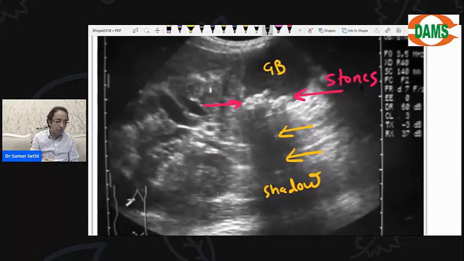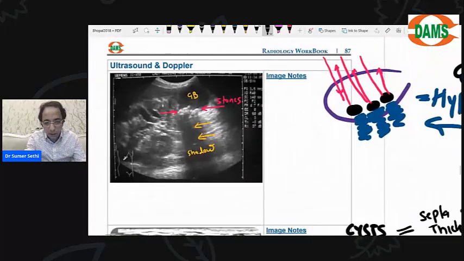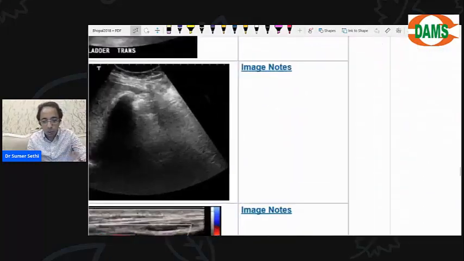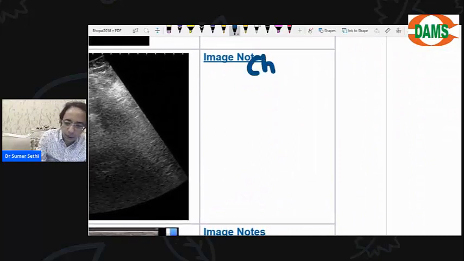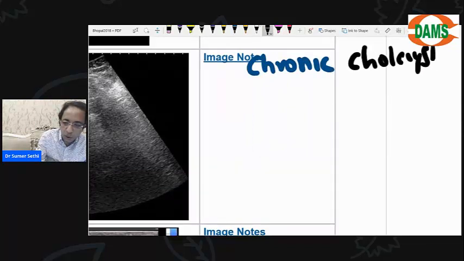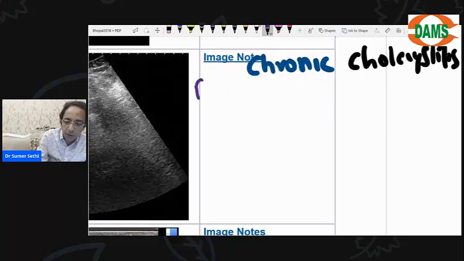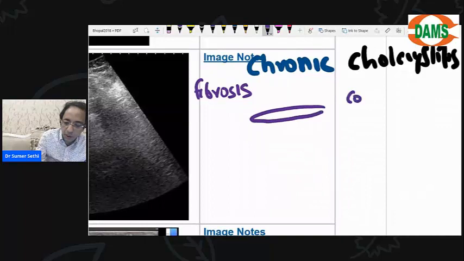This, which I marked with yellow arrows, is called as acoustic shadow. Okay. Now the question number 3 is, let's see how many of you are able to answer my question. What will happen in chronic cholecystitis? Acute cholecystitis तो आपने बताया. What will happen in chronic cholecystitis? Chronic inflammation में हमेशा होता है fibrosis. So because of fibrosis, the gallbladder will become contracted, fibrosed.